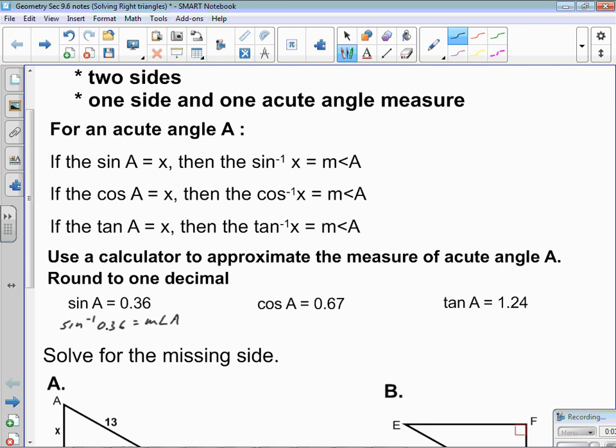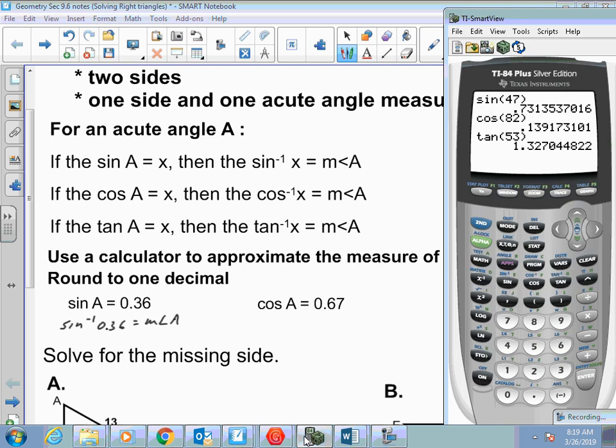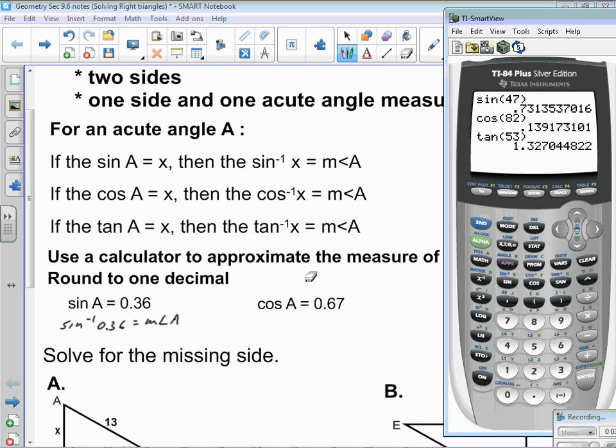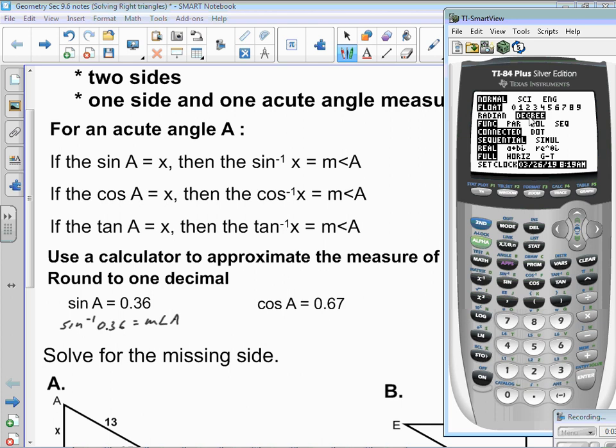so if I take the inverse sine of 0.36, then that'll equal the measure of angle A. And just like yesterday, you would want to make sure that your calculator is running on degrees, not radians.